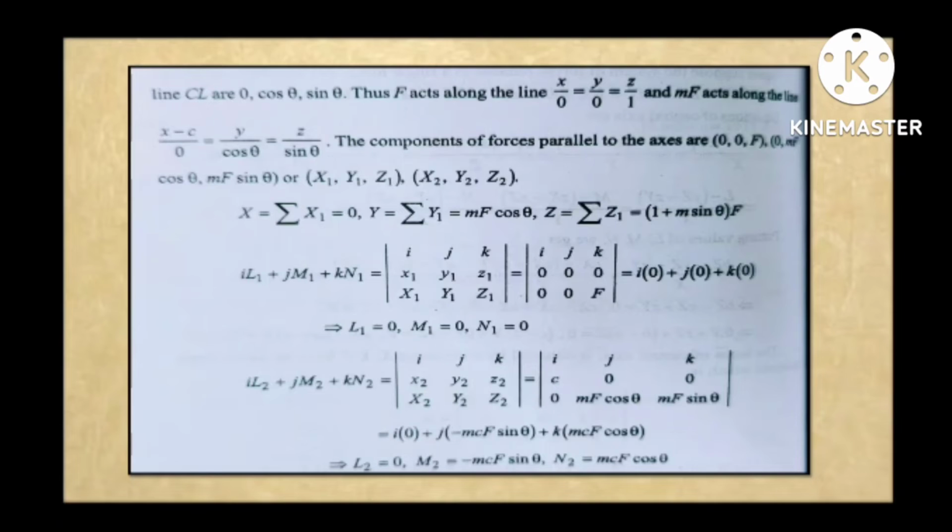Now we will be calculating L1, M1, N1 and L2, M2 and N2. So we will calculate as i L1 plus j M1 plus k N1, and after solving we will get L1 as 0, M1 as 0 and N1 also as 0. Now similarly we will be calculating L2, M2 and N2. After solving this we will get L2 as 0, M2 which is equal to minus MCF sin theta, and N2 we will get as MCF cos theta.